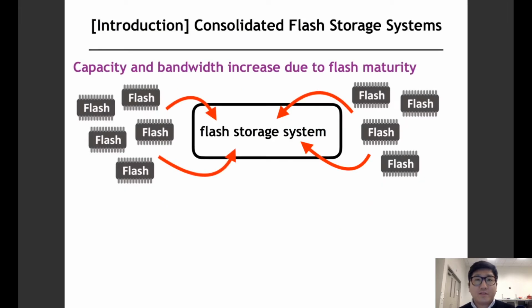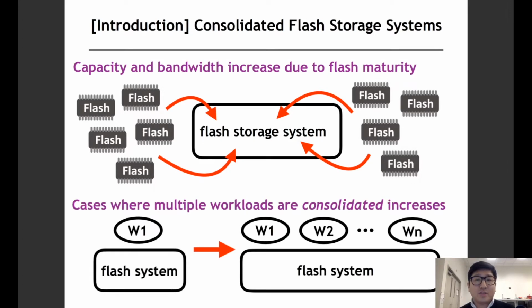Flash memory technologies are getting mature. Specifically, more and more flash memories can be integrated into a single system. As a result, we are now enjoying high capacity and high bandwidth flash storage systems. Correspondingly, flash use cases are also changing. Compared to the cases where only one single workload uses a whole flash system, we increasingly see the scenarios where multiple workloads are consolidated on a single flash storage system.